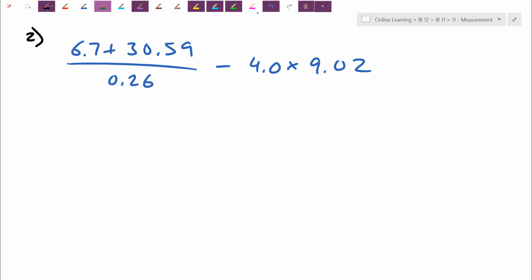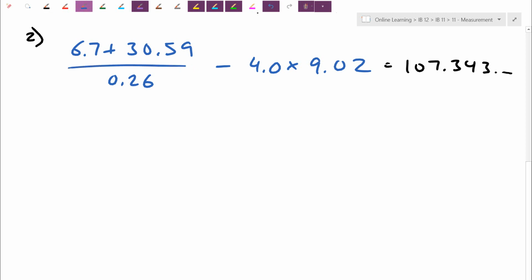First thing I would do in this question here is I would just type the whole thing in. Make sure you follow your BEDMAS here, 6.7 plus 30.59, divide by 0.26. I'm going to minus off bracket, 4 times 9.02. No matter how weird my rounding gets later on, the calculator should be numerically something like that, 107.343. Sometimes I get people getting lost through the calculation here, and because of rounding, they end up getting something that's totally not 107.